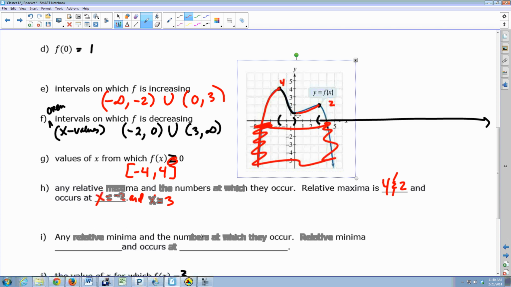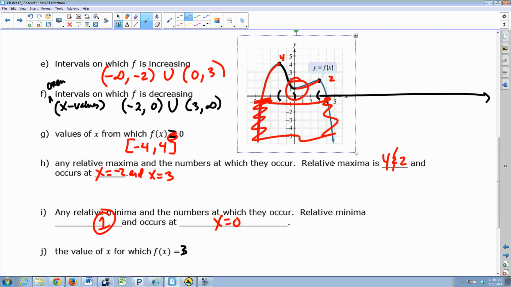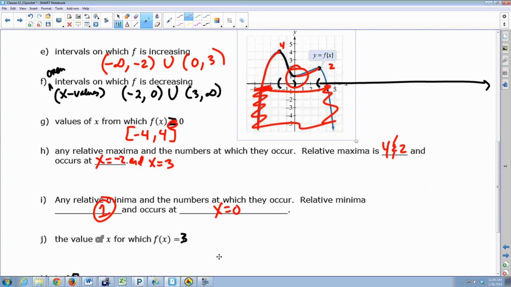And relative minima, we only have one relative maximum here. It's 1. That's our smallest value in that neighborhood right there. And it occurs at x equals 0.